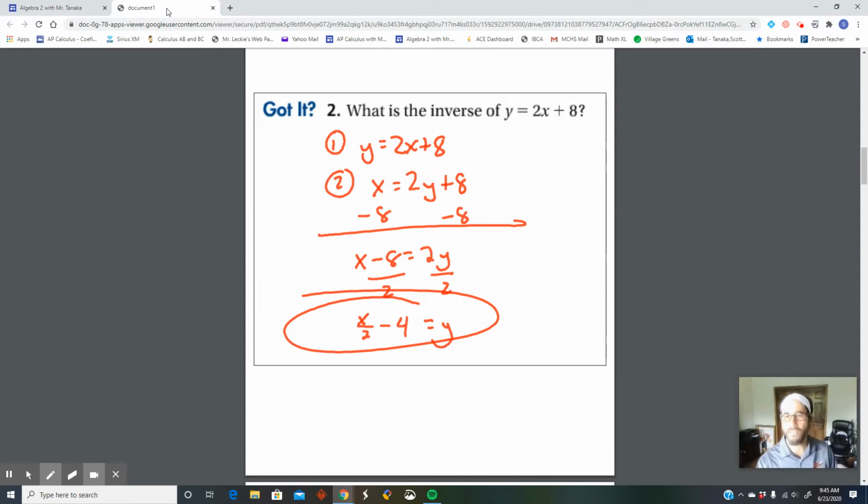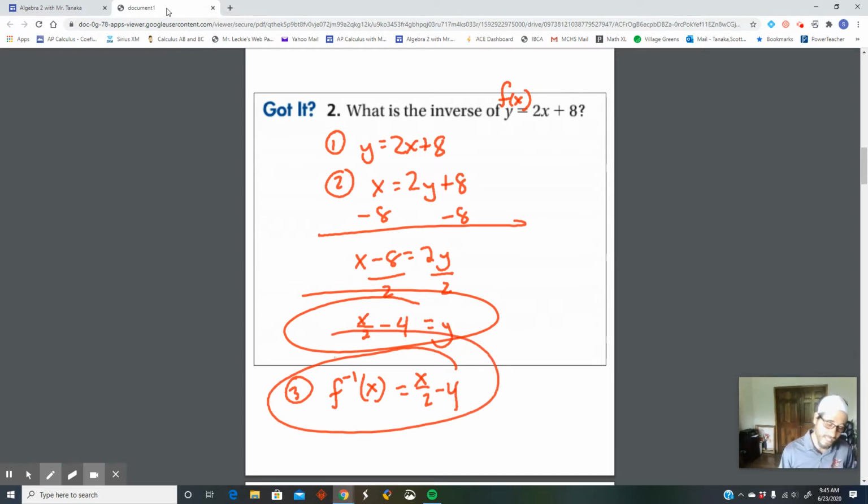The only thing you would have to do is, if it started the problem and it gave it to you in function notation, your final answer, your step 3, and I didn't write step 3 in the previous step, I apologize, would be to rewrite it like this. Okay? But remember, you only have to write it in function notation if it's given to you in function notation. Okay, class? Hopefully not too bad.